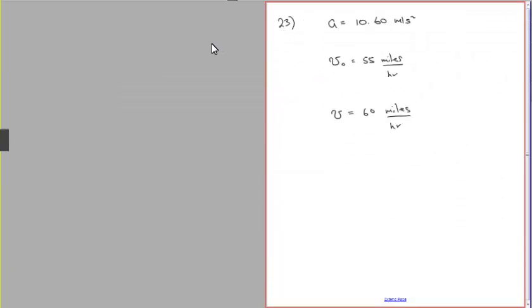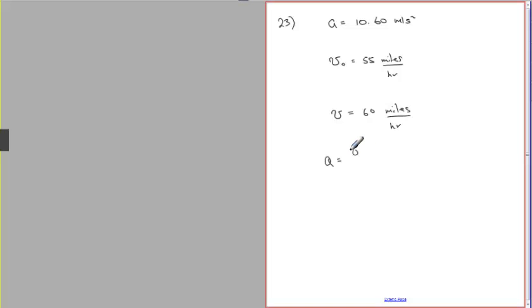This is problem 23 from chapter 2. And this is the first of many problems using the equations of motion. Actually, this is section 2.3, which uses the definition of acceleration. So we haven't come up with the equations of motion yet. So let's just use the definition of acceleration.